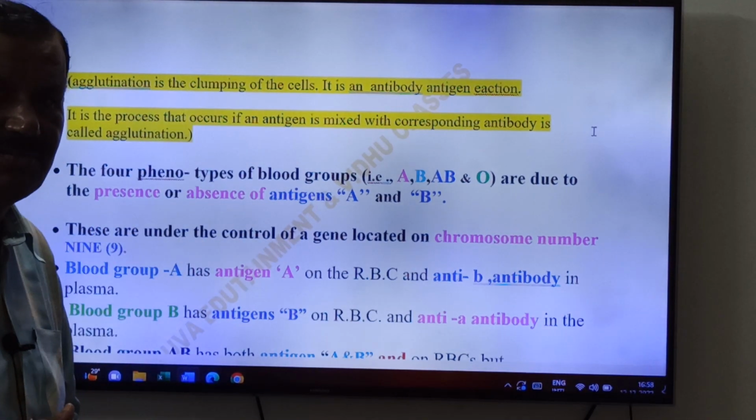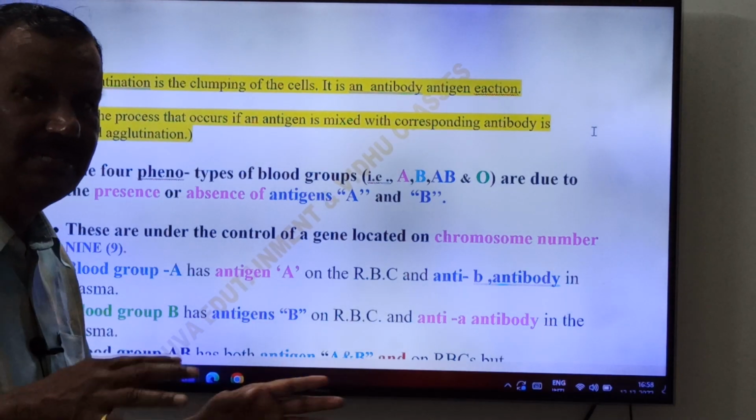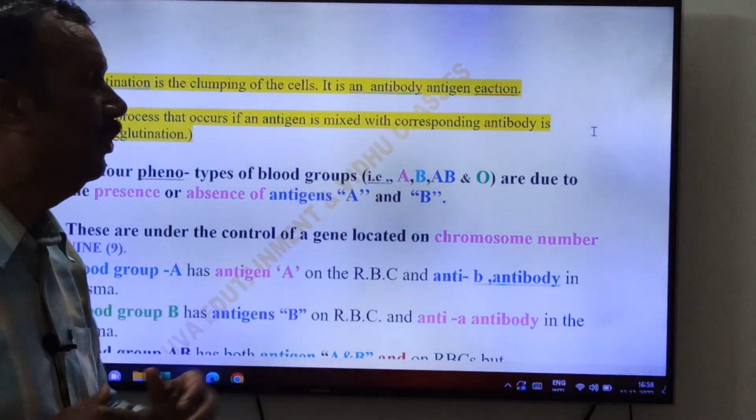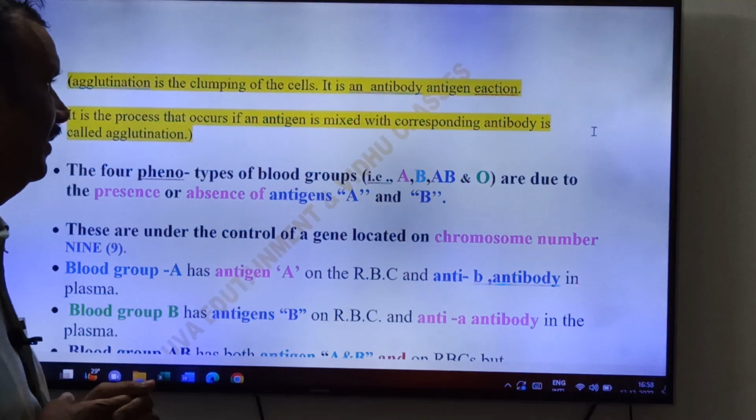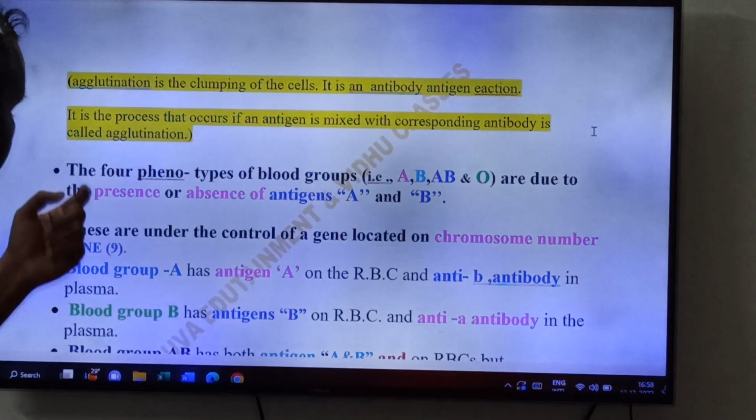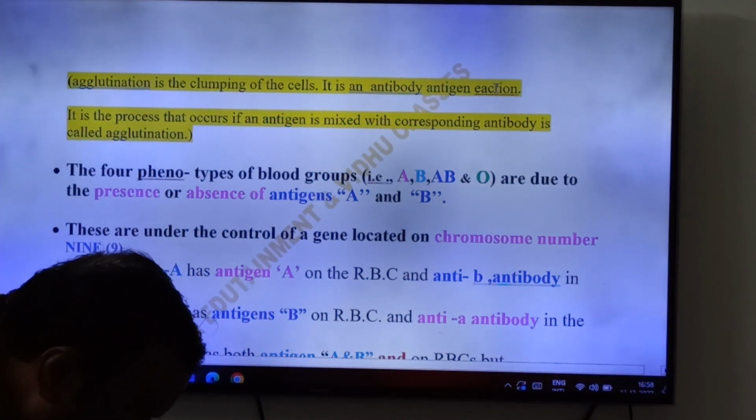Agglutination is a clumping of the cells. This is due to what, friends? There is a reaction between whom? Antibody and antigen reaction, friends. Okay, friends? Now, here you have to write reaction.